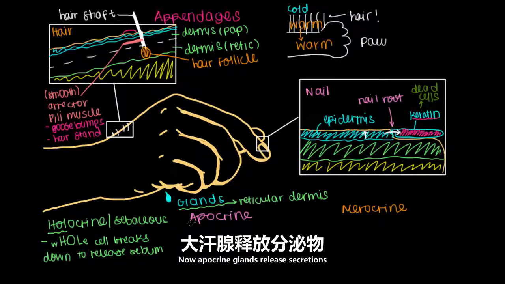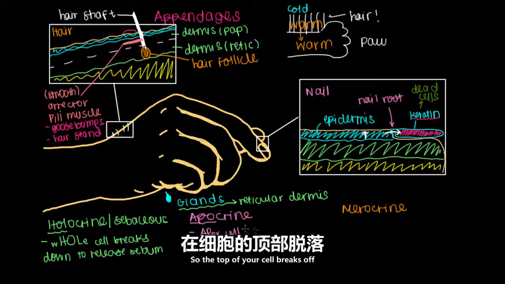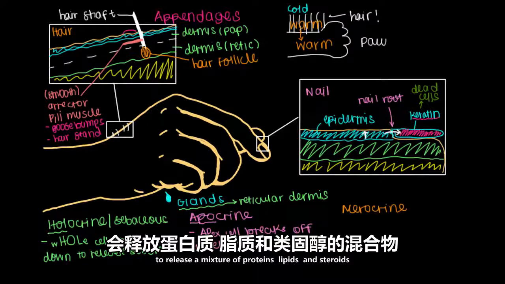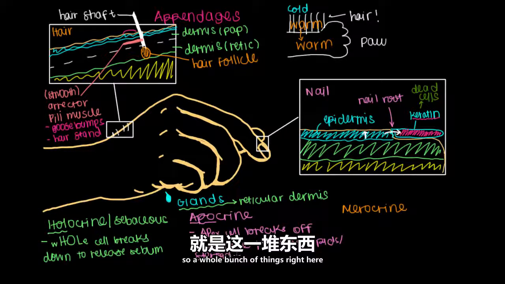Now apocrine glands release secretions from the apex of the cell, or the top of the cell breaks off. So the top of the cell breaks off to release a mixture of proteins, lipids, and steroids. So a whole bunch of things right here.